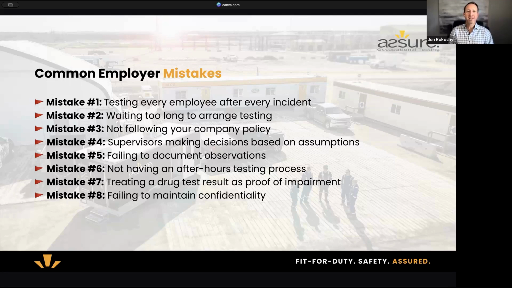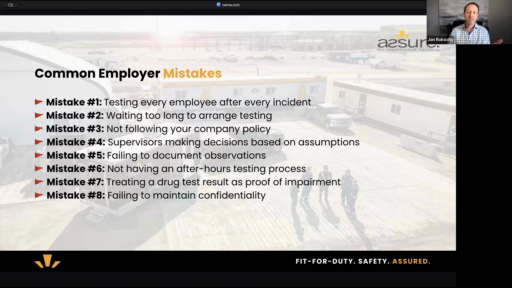Number 7, treating a drug test result as proof of impairment. A drug test result does not prove impairment. Even from the lab, it doesn't prove impairment. What it proves is that a substance showed up in the lab and was reported to your company.